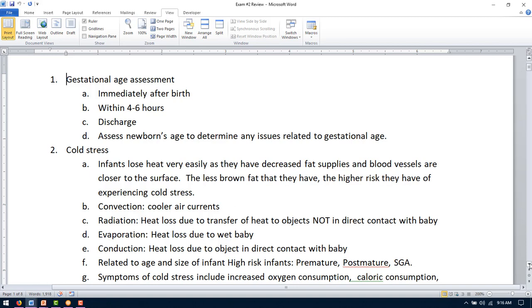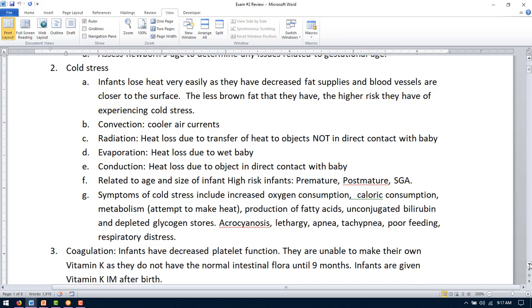So remember our gestational age assessment, we want to do it just because we want to know if there's going to be any problems. We want to be able to predict any problems. Because if we determine that a baby is 32 weeks and another baby is 40 weeks, we're going to know that they're going to have totally different issues. So when do we do it? We do it immediately after birth, right? Right there while we're doing our APGARs, make a quick once-over, see if there's anything pressing, see if there's anything emergent, and then within 4 to 6 hours, and then at discharge.